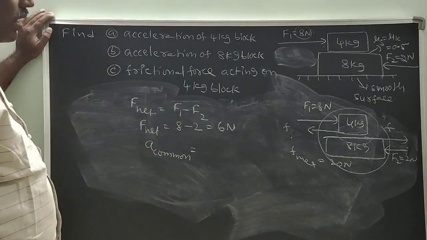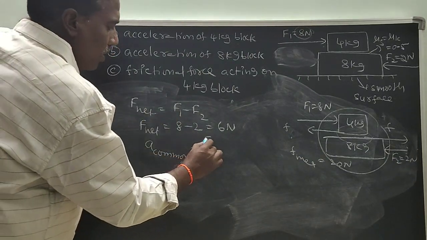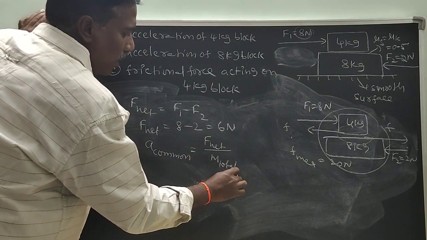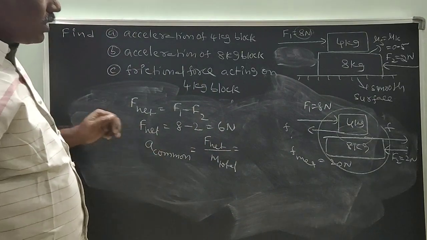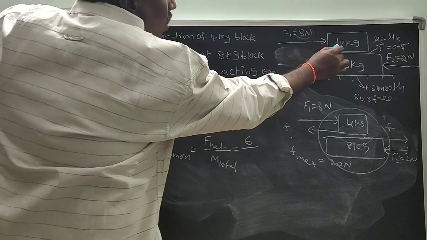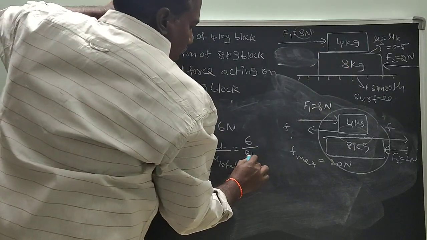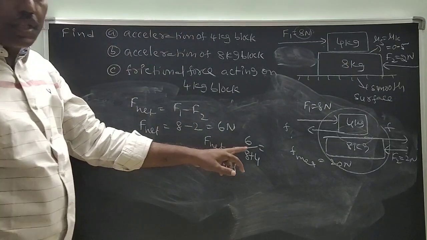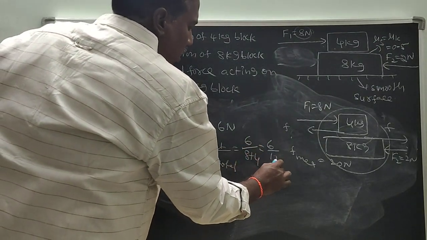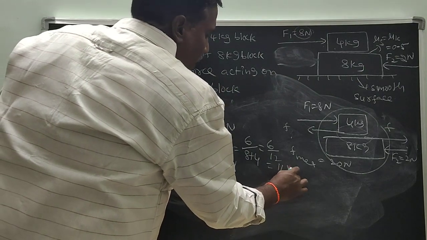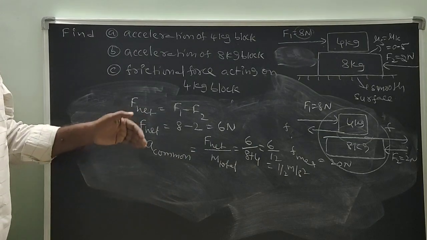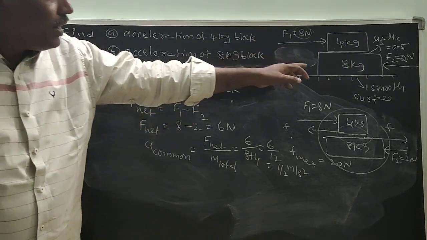A common is equal to F net by M total. So what is the common acceleration? F net is 6, M total is 8 plus 4, 12. 6 by 12, that is equal to half meter per second square. This is the common acceleration. So what is the frictional force required?